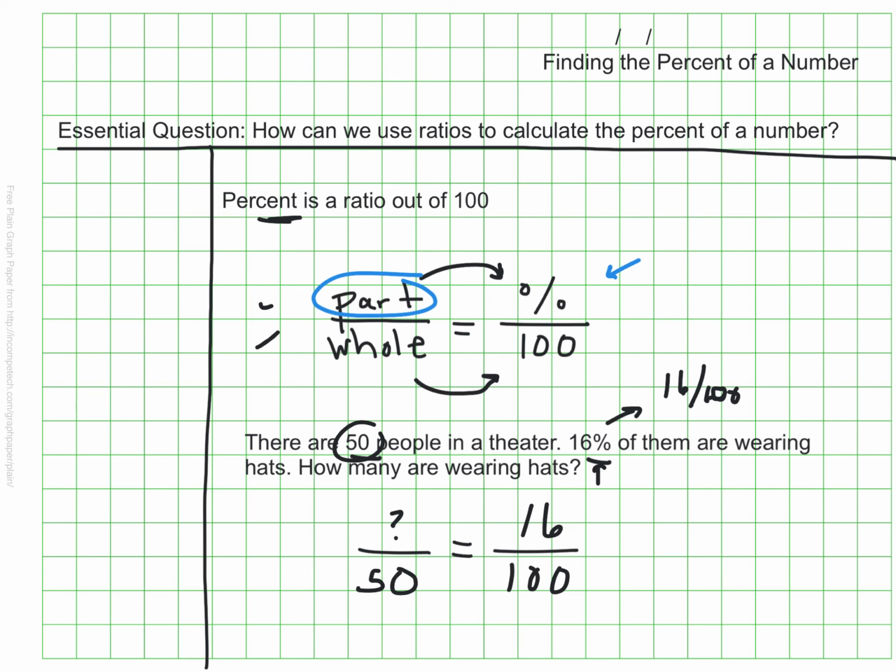But if I look at my proportion, I can kind of just see some information that will tell me this, right? Because I know that 50 times 2 would be 100. So really all I have to do is figure out what times 2 is 16. And I know that off the top of my head, but if I didn't, I could always divide 16 by 2 and say, oh right, it's 8. So 8 people are wearing hats. Right? And that makes sense because if I put an 8 here, these ratios are equivalent. So the part of the people at the theater who are wearing hats is 8. 8 people.